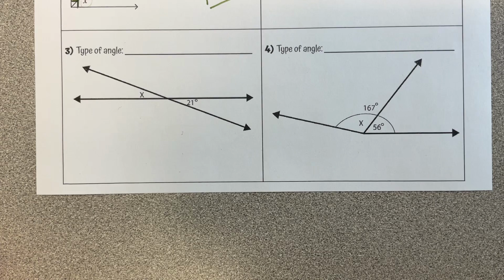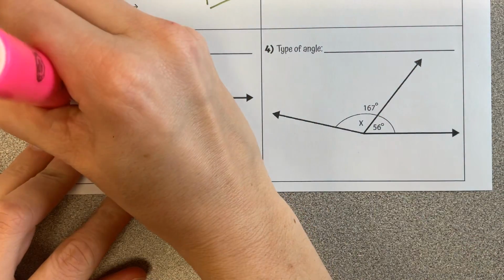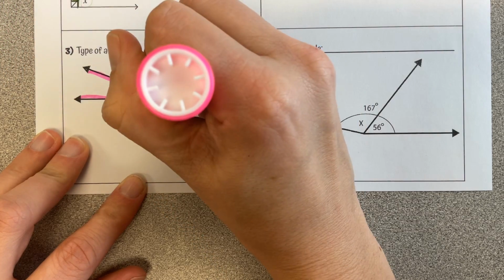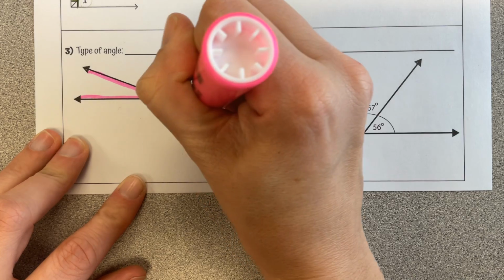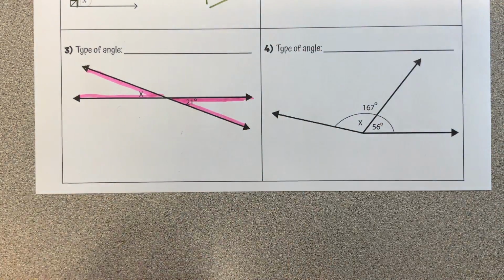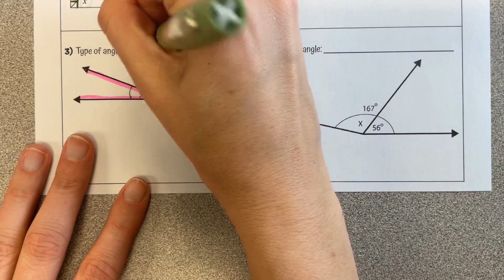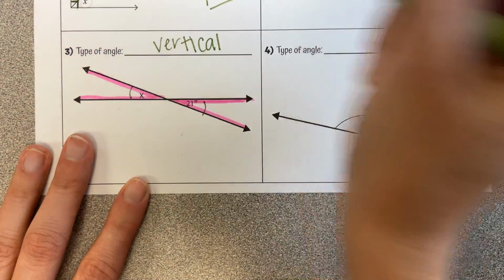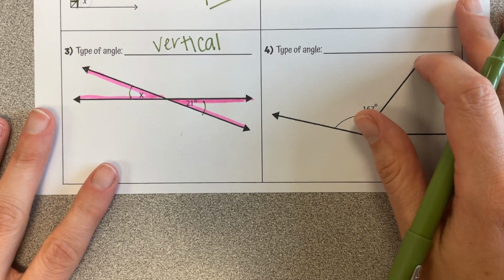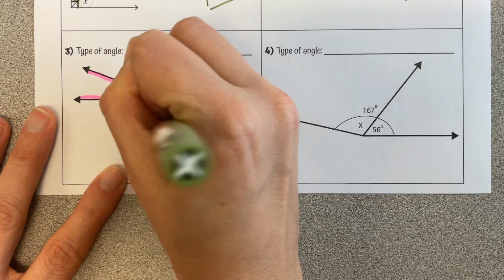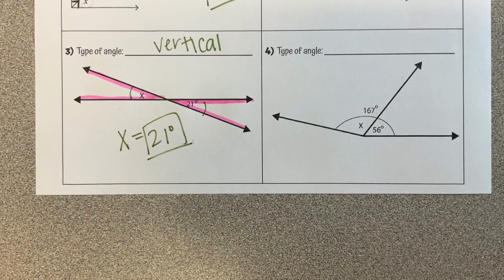Okay, these next two, these aren't complementary or supplementary because we don't have a 90-degree angle and they don't form one straight line. Because specifically for this one, we are looking at this angle compared to this angle. When we have opposite angles like this, given two intersecting lines, those are vertical angles. And what's true about vertical angles is they are congruent. So if this one is 21, the other one is also 21 degrees.